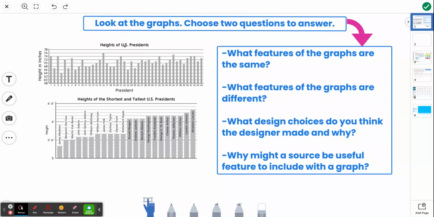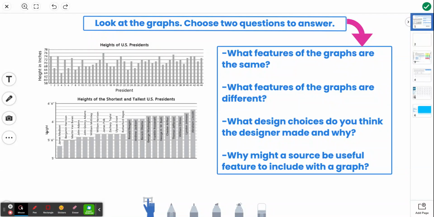So if we look, both of these represent the heights of US presidents. Here's the first president, the second president, the third president, and they have all these different heights. This also represents the height of presidents as well.